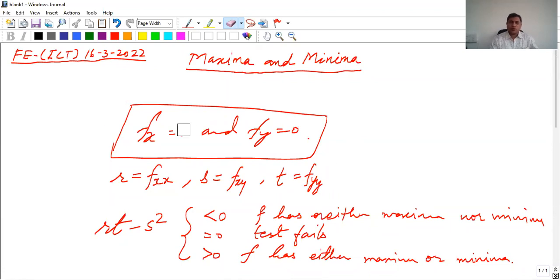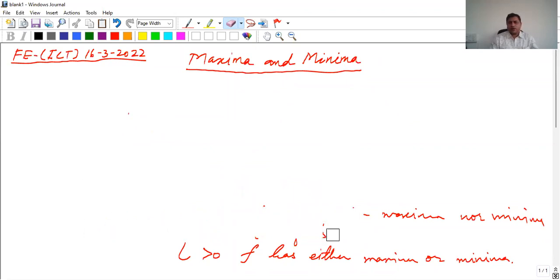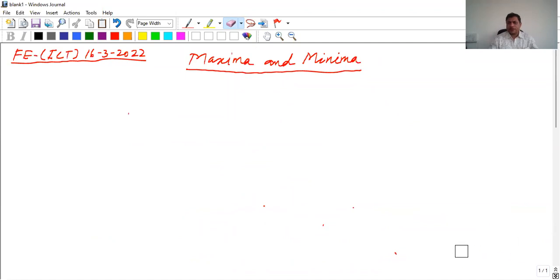No, sir. Okay, so there is no doubt. Now we'll try an example. Here we have just revised what we did in the previous lecture and what the steps are. Let us try to understand this with the help of an example.